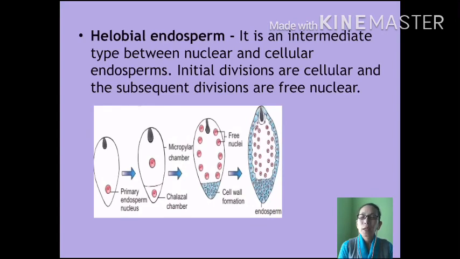As we have discussed earlier, one of the best examples of albuminous or endospermous seeds is the coconut, whereas seeds such as mango seeds, bean seeds, pea seeds, or sunflower seeds are examples of non-endospermous seeds.